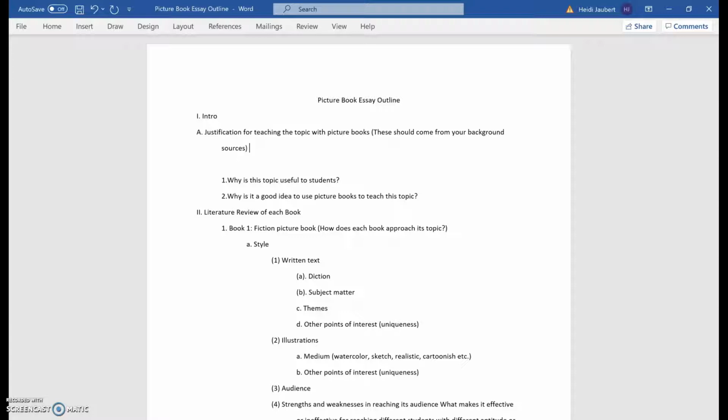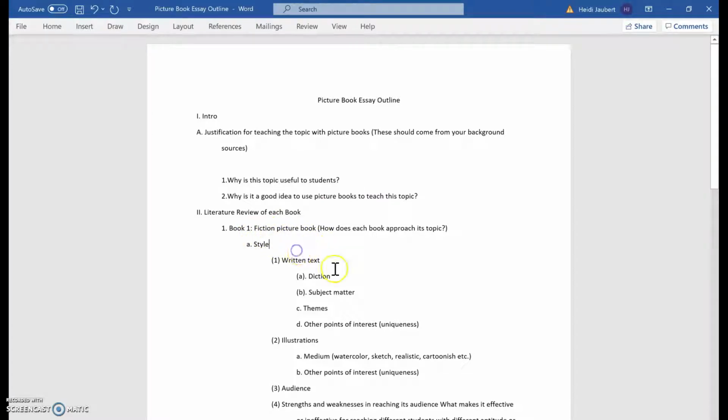So if your book is at a 2nd grade reading level and it's about divorce, maybe you're going to talk about how it fits a social studies criteria or a reading comprehension criteria, whatever it might be. And then you're going to say, why is this topic useful to students? Well, it's important because students need to be healthy. Why is it a good idea to use picture books? And then you'll tell me about that. And then you'll go through and you'll give an analysis of each picture book.